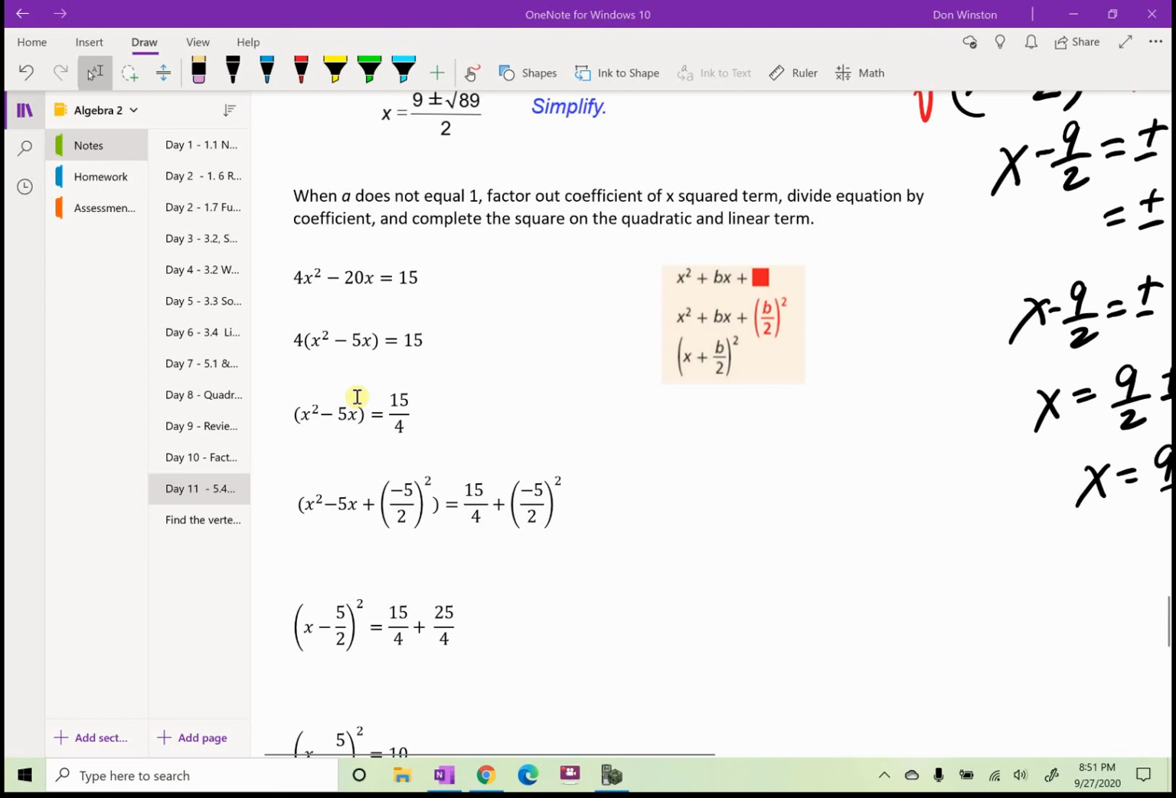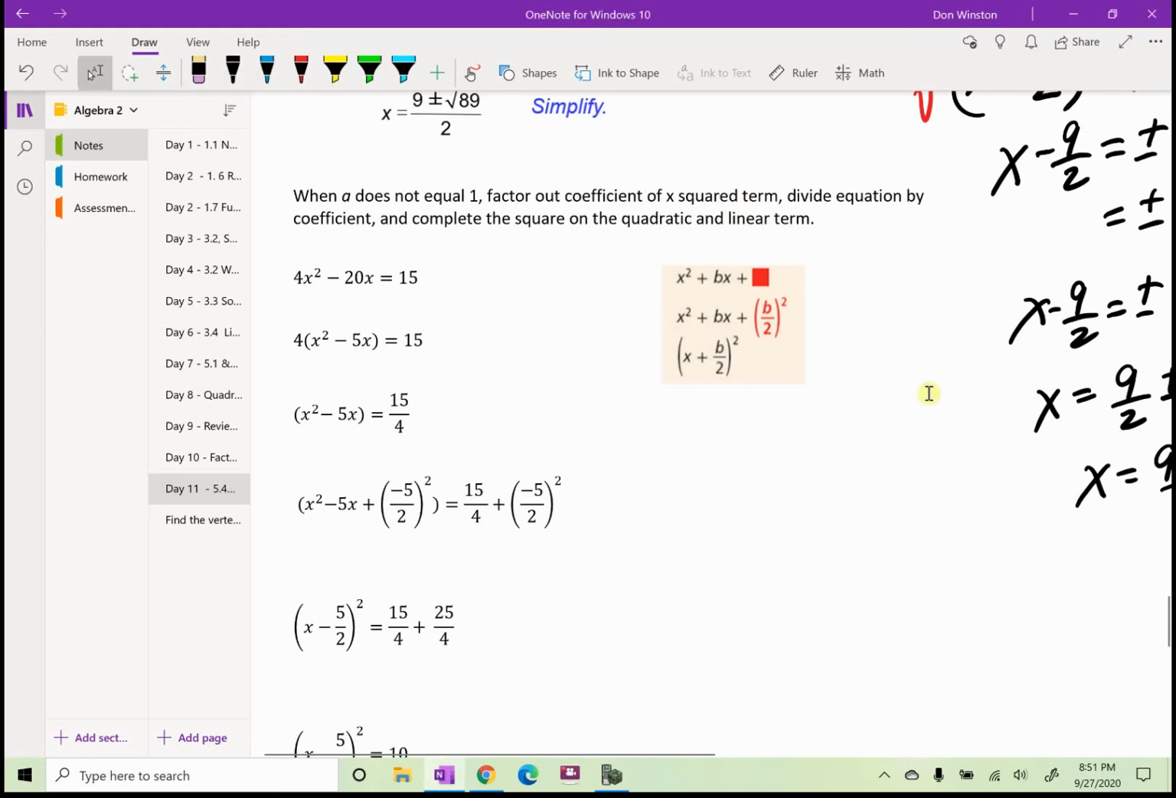Just like we had to figure out what to do to factor when the coefficient is not 1, we have to do the same thing for completing the square. So here we go. When a does not equal 1, factor out the coefficient of the x squared term, divide the equation by the coefficient, and complete the square in the quadratic and linear terms. So let's take a look here.